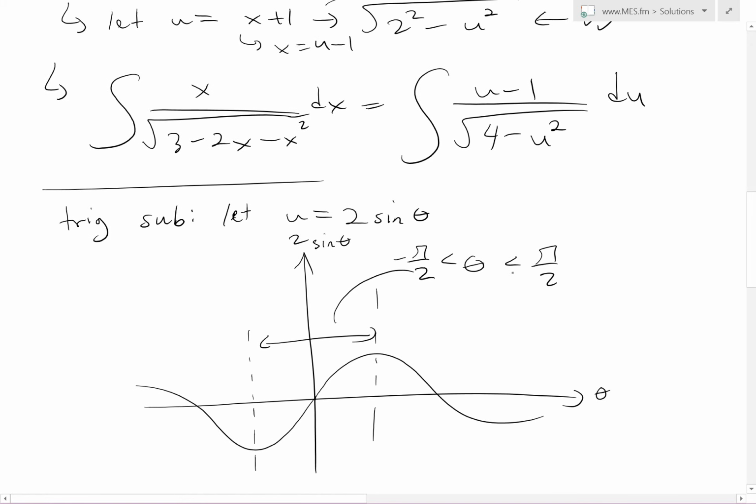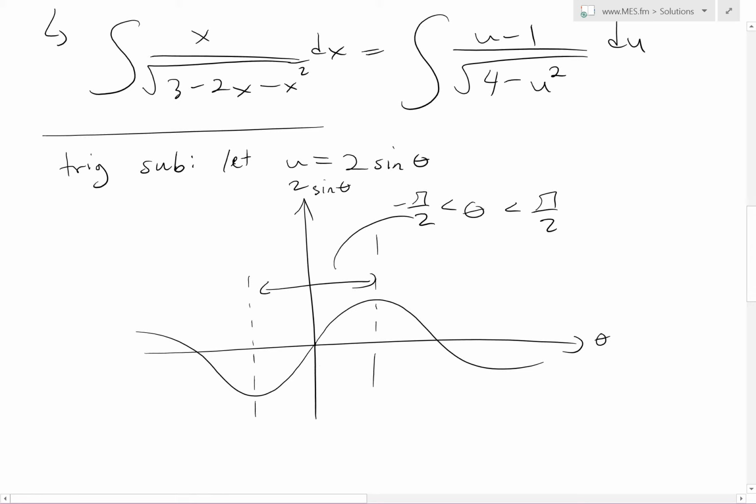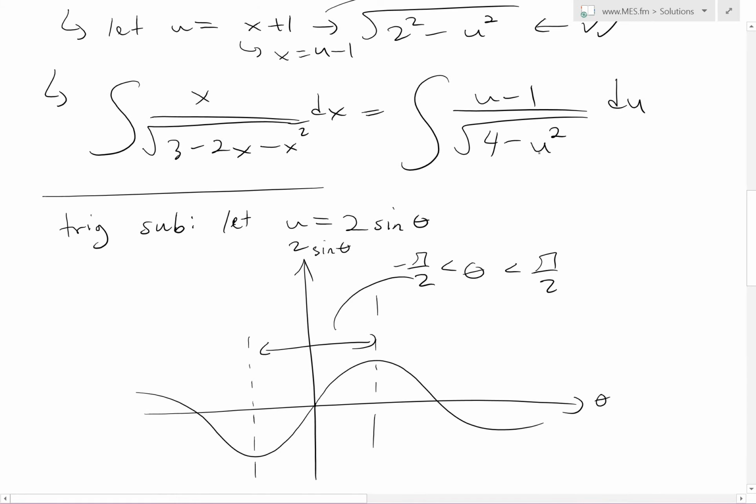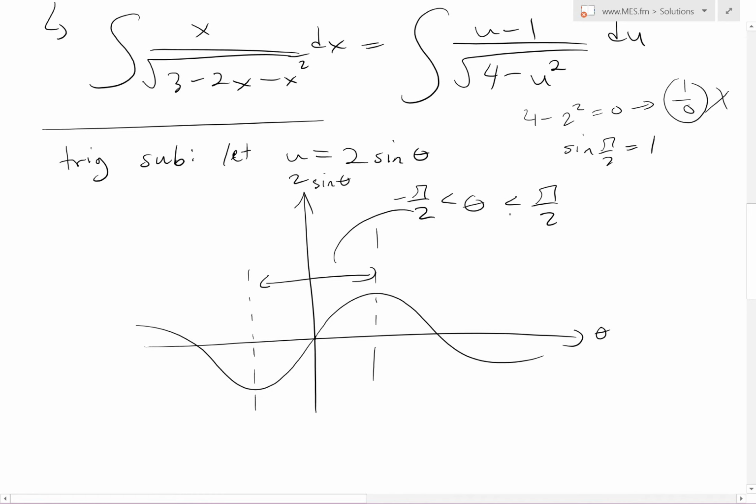And here we don't have an equal sign, so it's not equal to, because if it was, we get the scenario where, for example, sine pi over 2 is equal to 1. So multiplied by 2, that would get 2, and then 4 minus 2 squared equals 0, and we get this scenario where we're dividing by 0. So it's not defined, so we can't have that. We can't have it equal to any of these points, or negative 1 here.